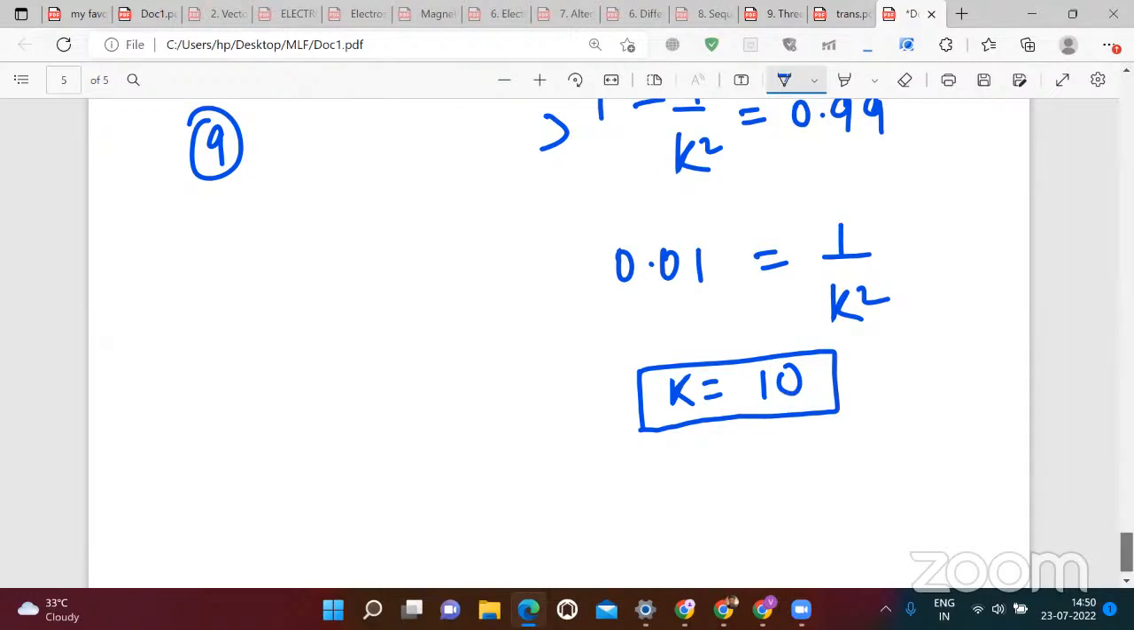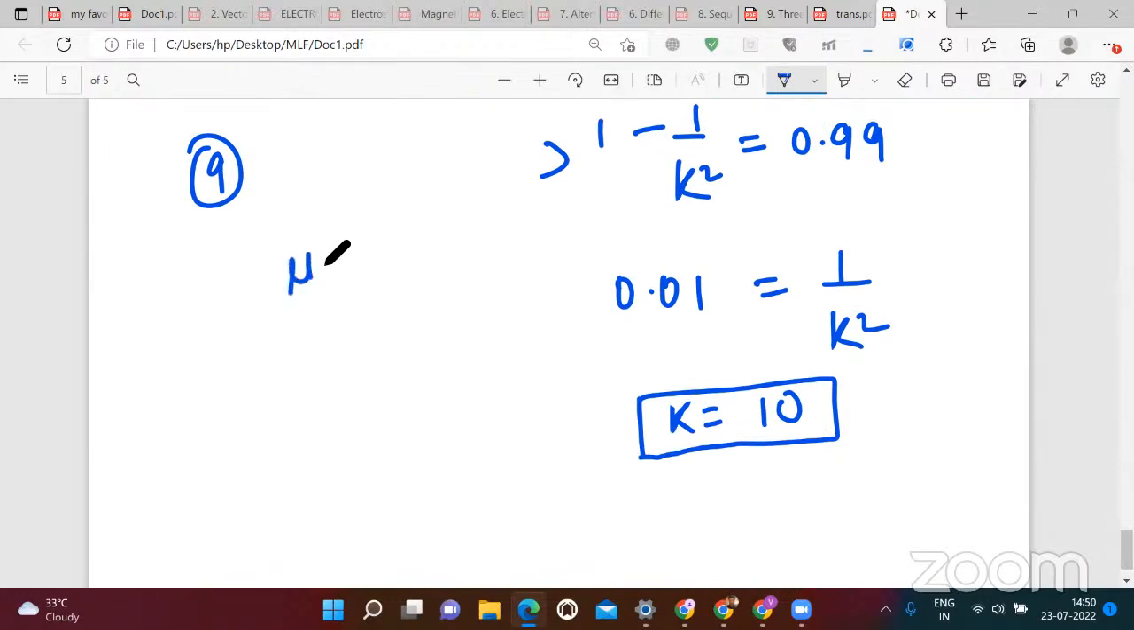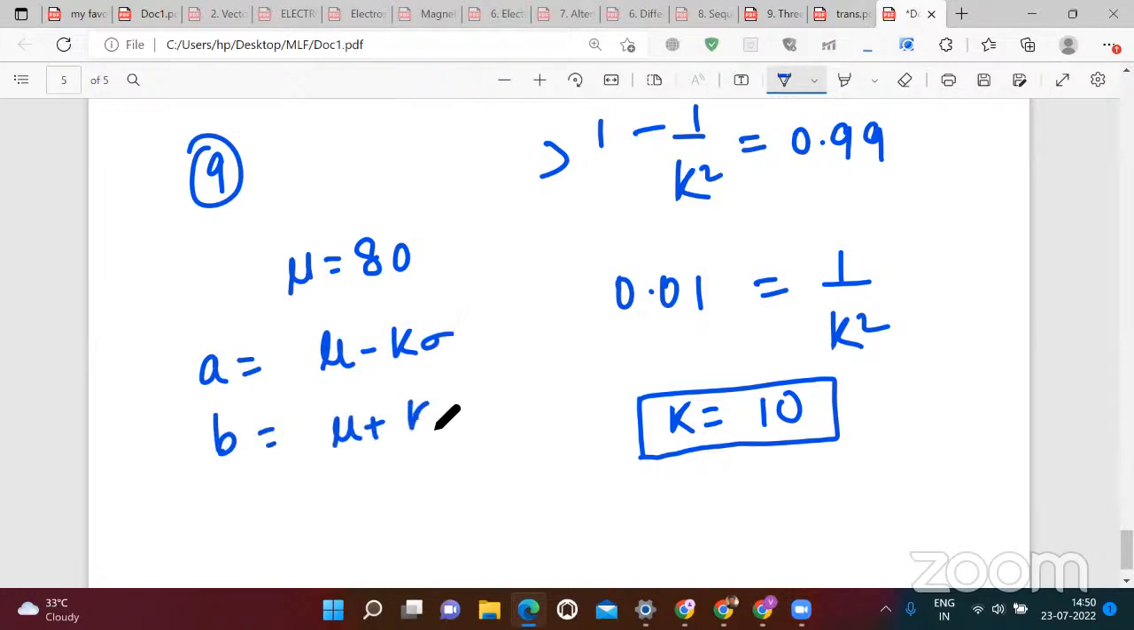Fine. So now mu we already have. I told you the value of mu, this is 80, right? So now the boundary A would be what? Mu minus k sigma, and B is Mu plus k sigma. So A is equal to 80 minus 10 into, what is the value of sigma given? Is sigma given or not? Okay, it's given. That is 6. So it equals 20.